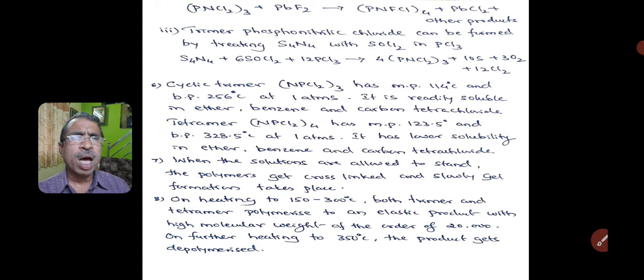When the solutions are allowed to stand for a long period, the polymers get cross-linked and gel formation slowly takes place. On heating to 150 to 300 degrees centigrade, the cyclic polymers, both trimer and tetramer, polymerize to an elastomeric product with a high molecular weight of the order of 20,000. On further heating to 300 degrees centigrade, this product gets depolymerized.